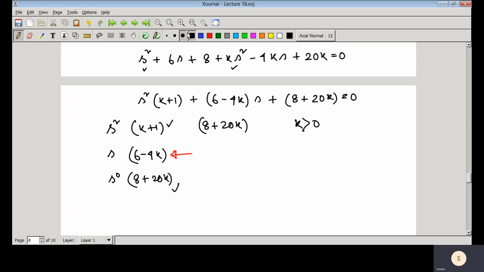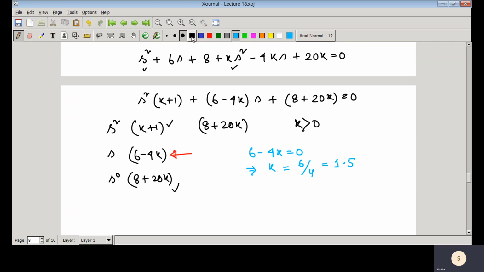So at what value of k would this particular row be equal to 0? You can see that 6 minus 4k equals 0. So k would be equal to 6 by 4, that is 1.5.